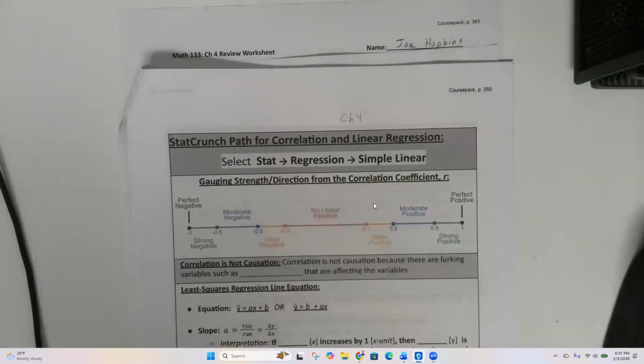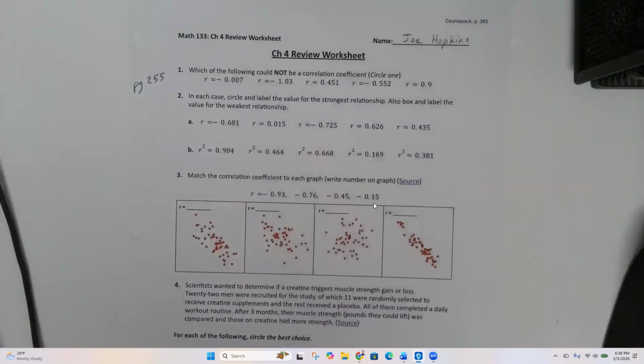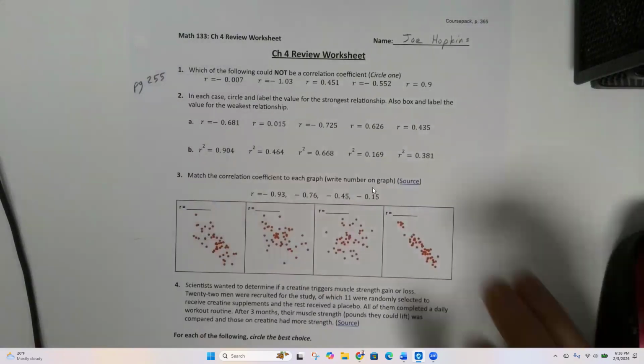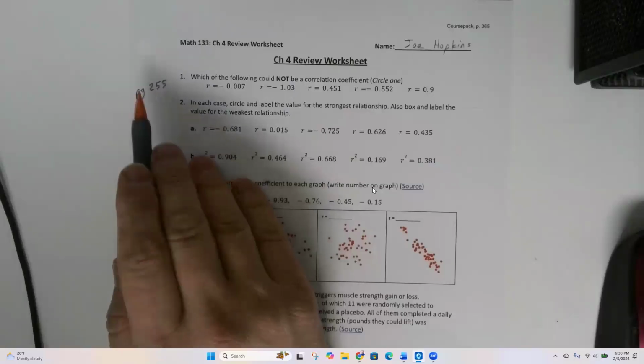We've already started talking about this with our project, and we'll do more today and next time. Chapter 4, we're going to be using this for a while. Even though this is the chapter 4 review, we're going to make sure that you understand linear regression, so we're going to work on it a couple times. The main thing is everything is on page 255.